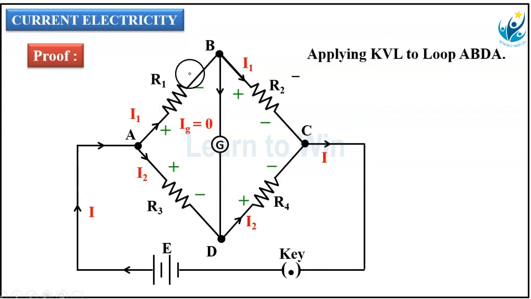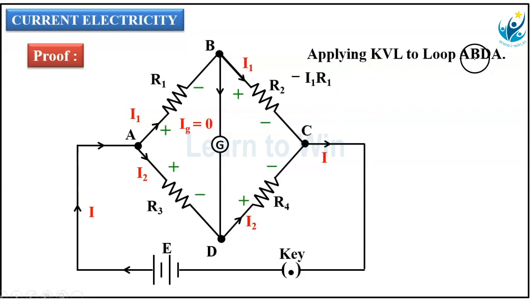I am moving from A to B. Current is also flowing from A to B. So, along the direction of motion in the circuit, the current is there. The product of that current and resistance is negative. So, current enters from here and leaves from here through this R1. So, this is positive potential, this is negative potential. The potential difference here is I1 R1, that is negative: minus I1 R1.